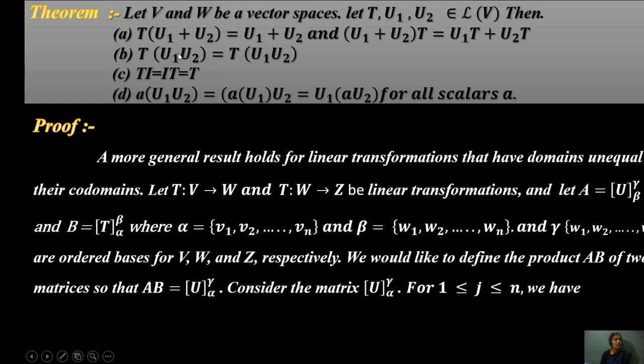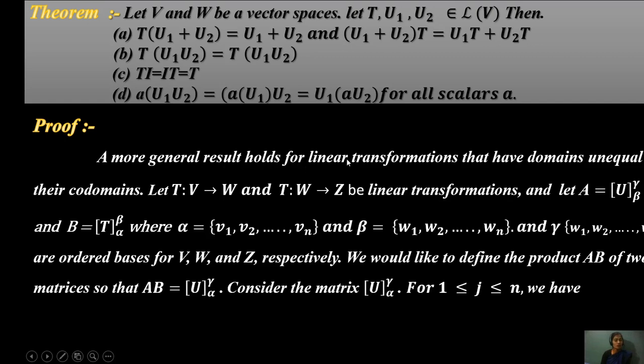Next is T(U1 U2), which is defined in the general form of the matrix position. Also, T(a U1) equals a T(U1), where the first part uses U1 and the second part uses U2, for all scalars a. This is the easiest part.